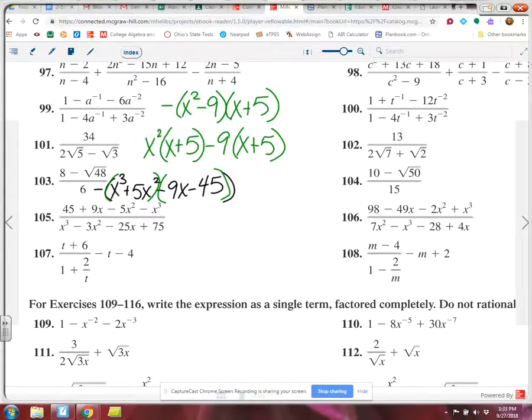Everybody all right with that? And then you're going to factor your x squared minus 9 again as well, I hope. Yes? Okay, so I'm going to put that down here. So that's my numerator.